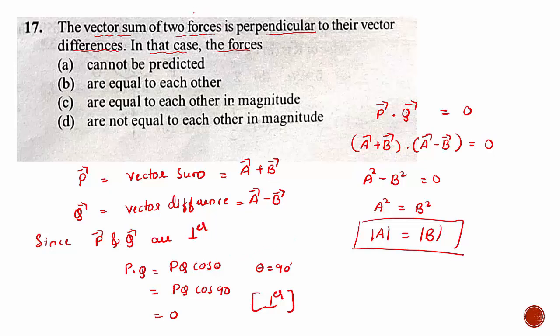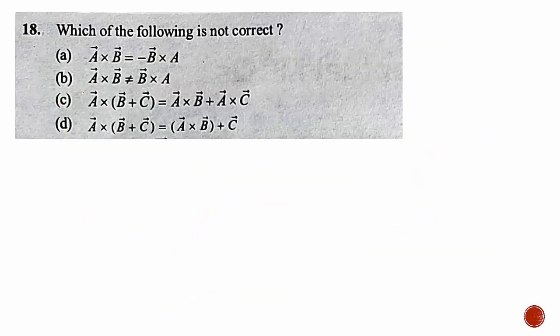Cannot be predicted? No, we can get the answer here. It is the wrong answer. They are equal to each other? Yes, they are equal to each other, but only in magnitude. Mod A equal to mod B. Option C is the right answer because they are equal to each other in magnitude.